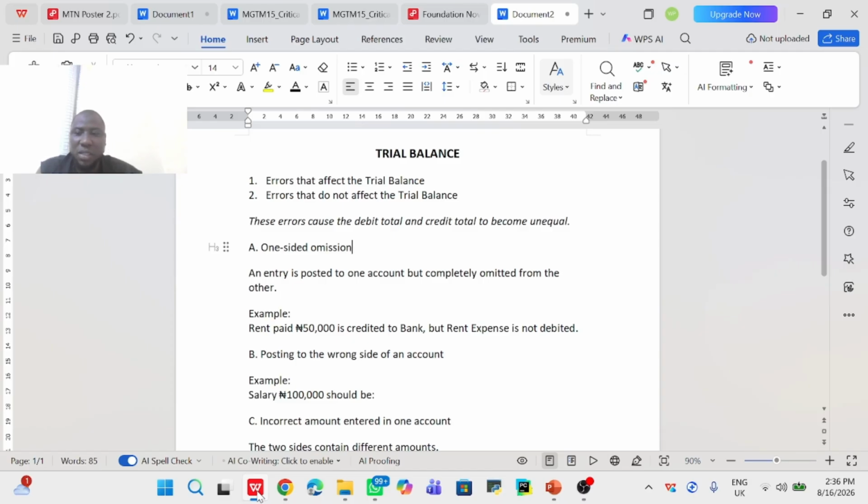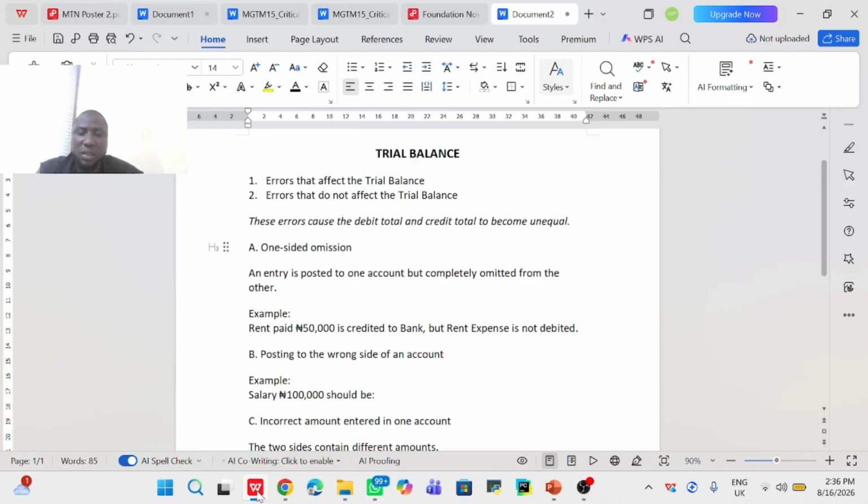If you don't forget, in our last class we discussed the double entry principle, which says that for every debit entry there must be a corresponding credit entry. This means that some transactions you have to debit, and you also have to credit them, for us to have a balanced account.